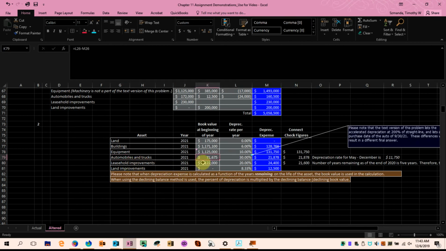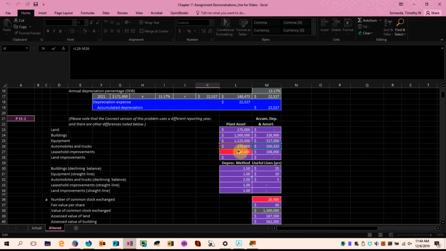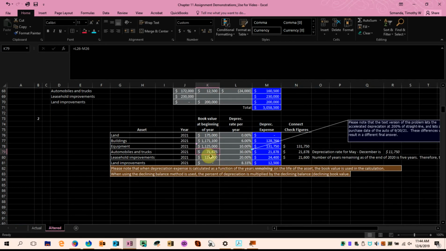And when you look at autos and trucks, well, the first thing we need to look at is the depreciation method, and the depreciation method is 150% of straight line. So here we do have to consider the beginning balance in our calculation for depreciation. I've taken 172,000 less the accumulated depreciation because it's based on a declining balance. And that's the book value that I use, 71,675, that I begin the depreciation process.